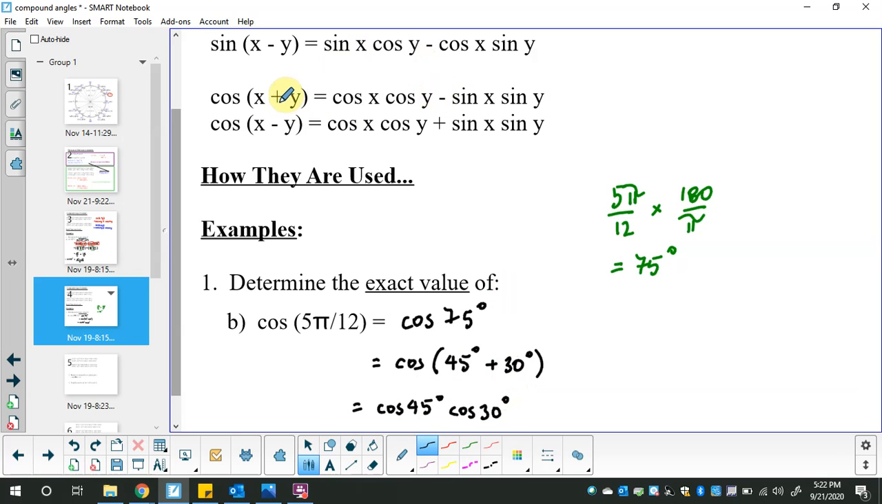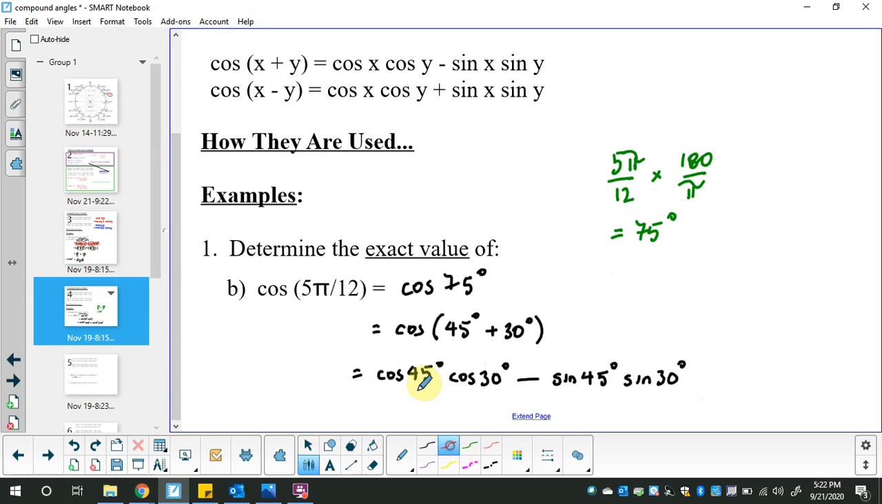When we start with plus, the other side of the identity says to use a subtraction sign, and then it's sine of x, so sine of the first angle, which is 45 degrees, and sine of 30 degrees. And then we're going to have to bop back and forth between this page and the unit circle, unless you've got it memorized, and we can find that box of information.